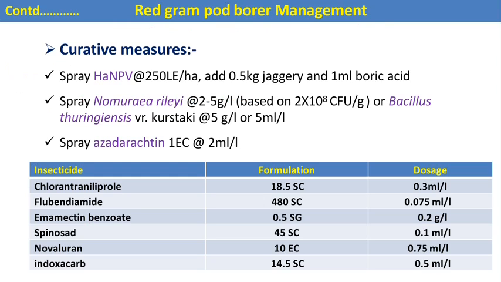Then in case of chemical control or curative measures, HaNPV, the Helicoverpa armigera nuclear polyhedrosis virus, is one of the viral biopesticides mostly used against Helicoverpa armigera. Then Nomuraea rileyi is an entomopathogenic fungus, and Bacillus thuringiensis, the insect bacterium, is also effective against the red gram pod borer. Then azadirachtin is a neem-based formulation available in the market. We can also use this azadirachtin for the management of the red gram pod borer. Then these are the list of some of the recommended insecticides in red gram against the pod borer.